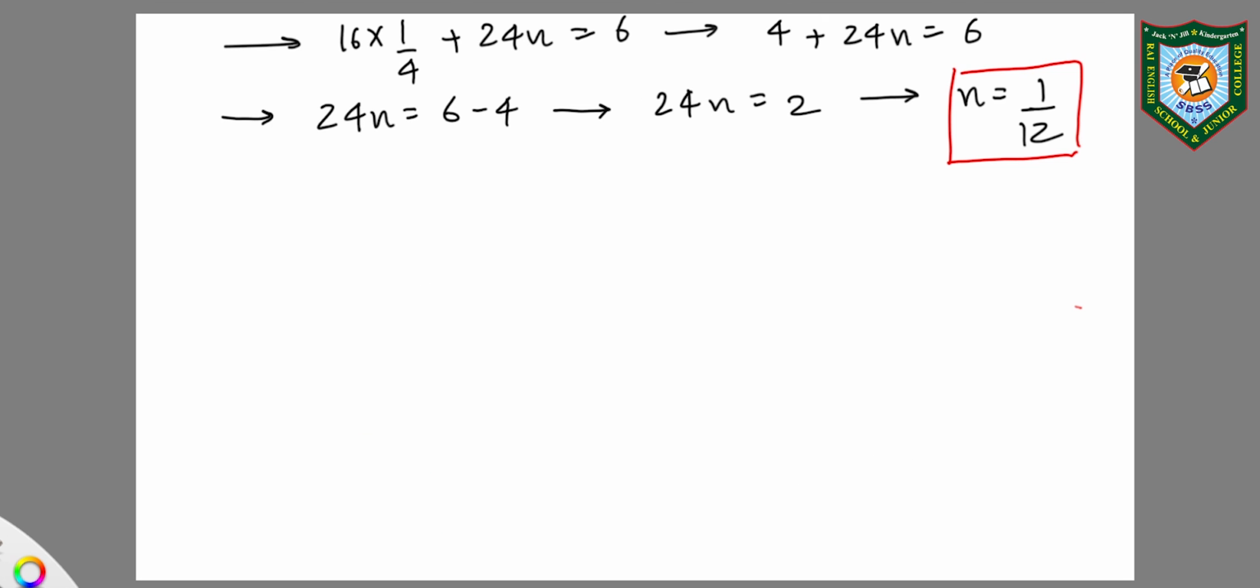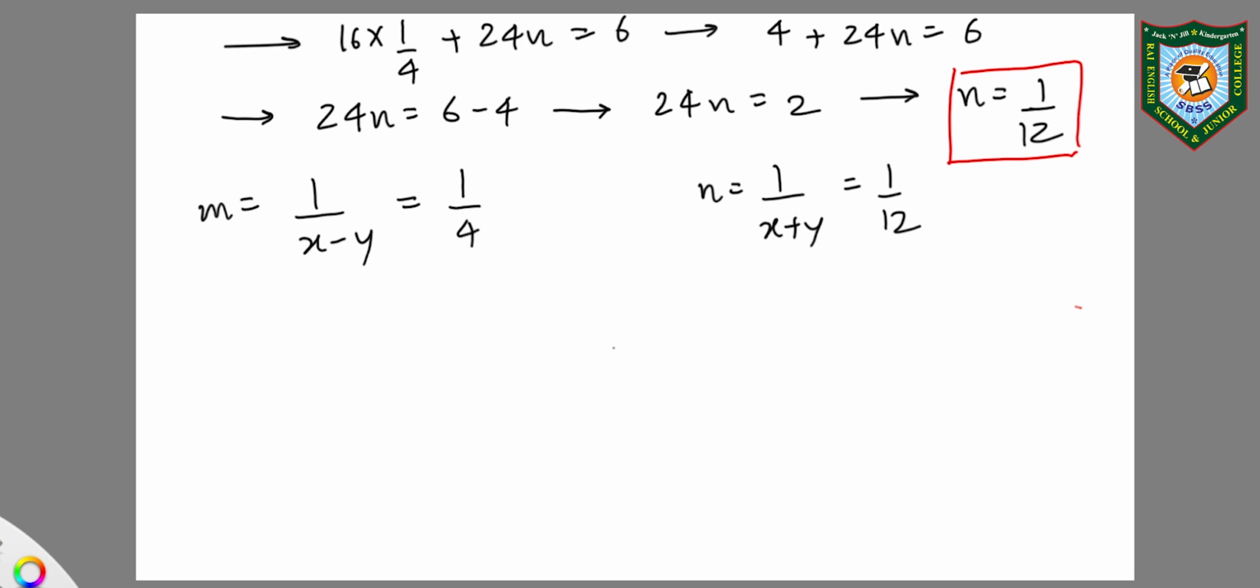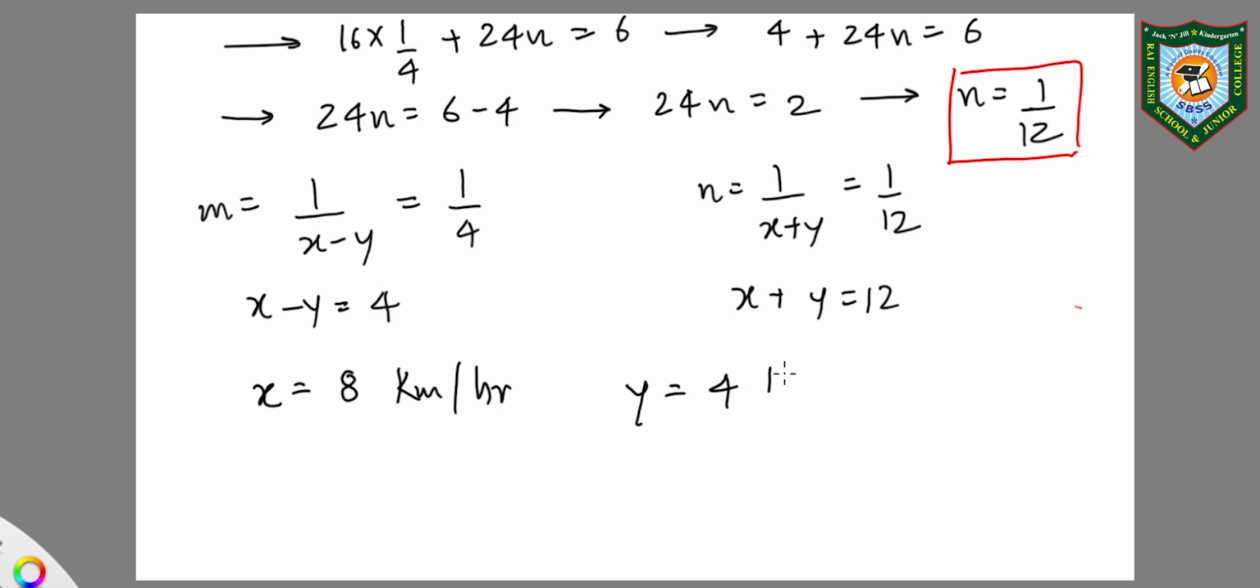Now m is equal to 1 upon x minus y, and our value for m is 1 by 4, and n is equal to 1 upon x plus y, which is equal to 1 upon 12. So I have my values as x minus y is equal to 4 and x plus y is equal to 12. If you start solving these equations, you will get x is equal to 8 kilometers per hour and y is equal to 4 kilometers per hour.